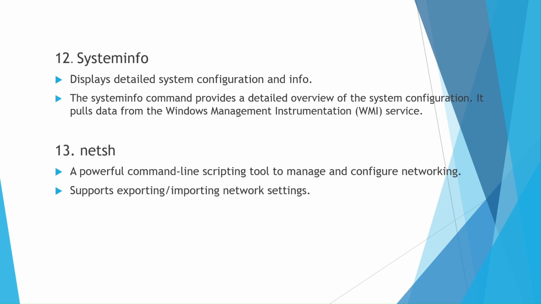The next command is systeminfo. It just displays detailed system configuration and information. The systeminfo command provides a detailed overview of the system configuration. It pulls data from the Windows Management Instrumentation service. The last command is netsh. It is a powerful command line scripting tool to manage and configure networking. It also supports exporting and importing network settings.